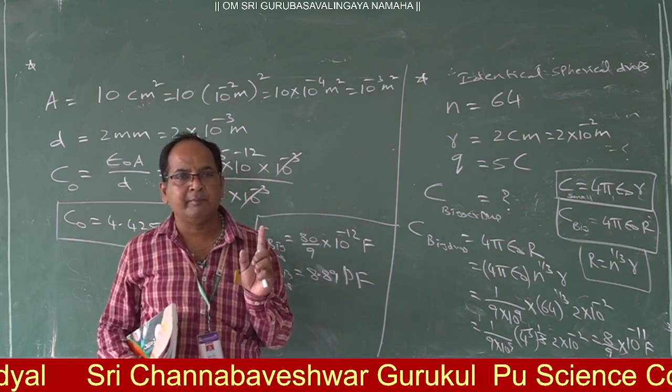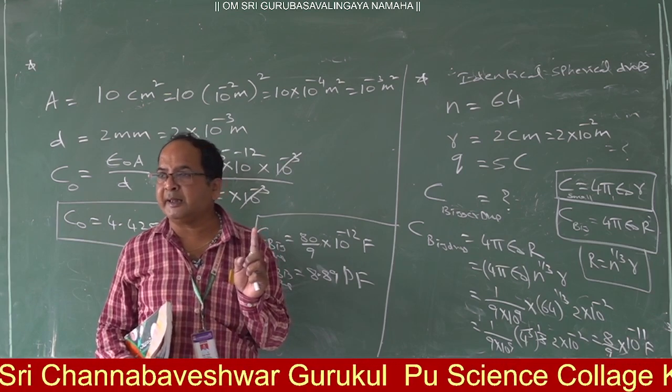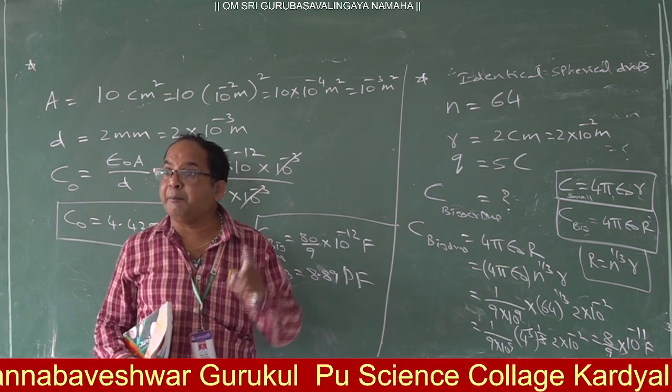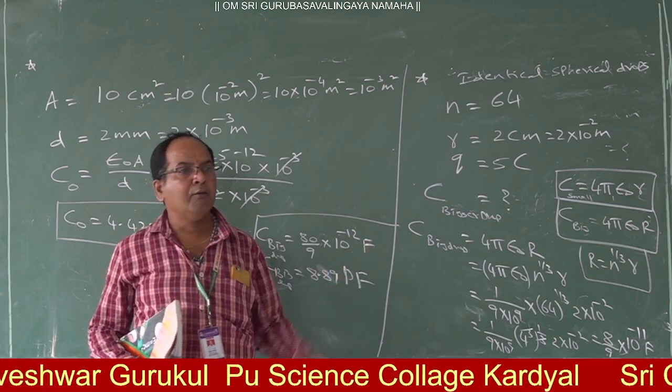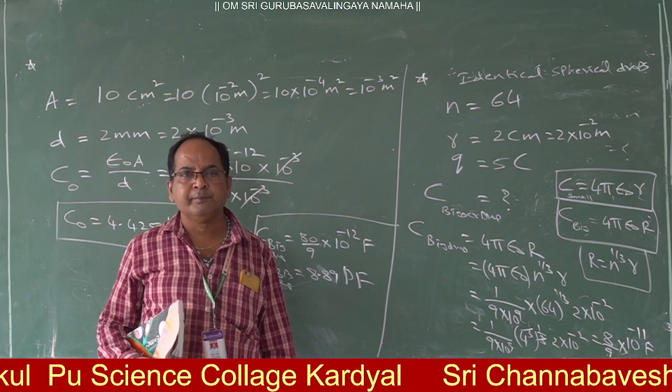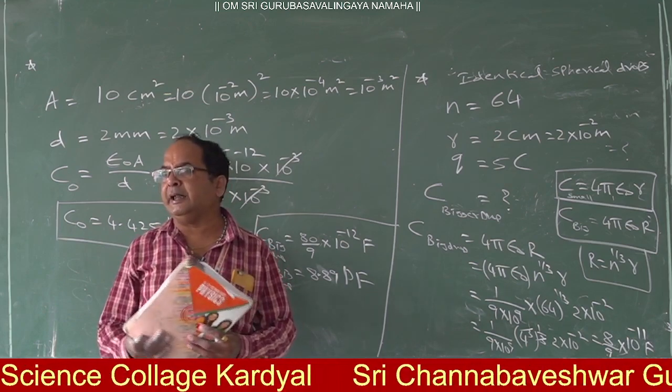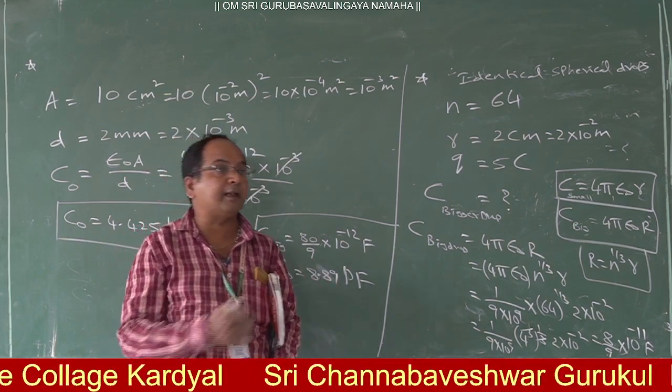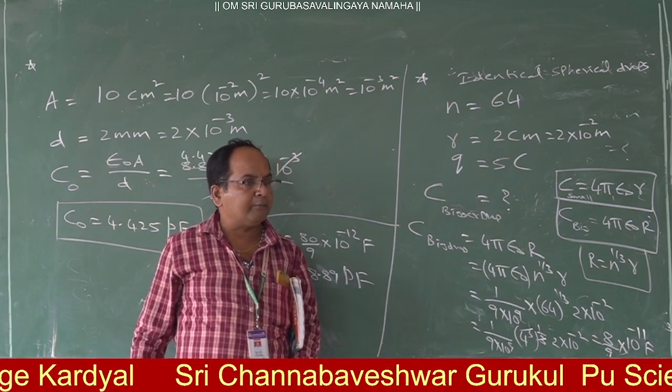But don't think that the capacity of the bigger drop is n times the capacity of the smaller drop. The capacity of the bigger drop is how many times? n power 1 by 3 times. Here 4 cube whole power 1 by 3 means 4. So the capacity of the bigger drop is 4 times the capacity of the smaller. Okay.